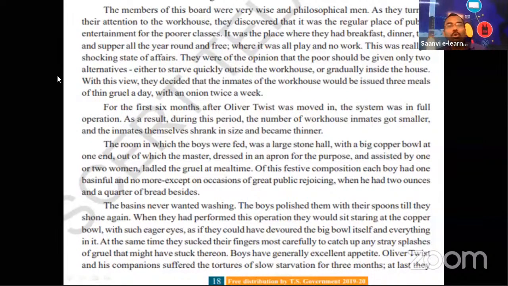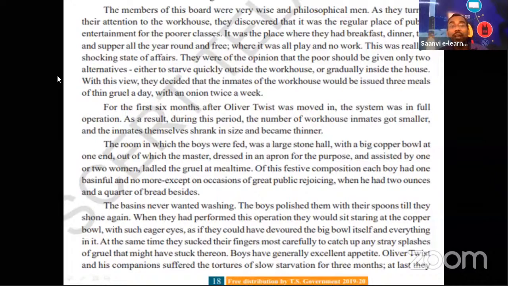The members of this board were very wise and philosophical men. The members of this board, which board? The board. Oliver went to a large room where the board meeting was held, isn't it? So the members who were sitting there, actually 8 to 10 gentlemen were there. They were very wise and philosophical men. According to them, we will see whether they are very wise or philosophical.